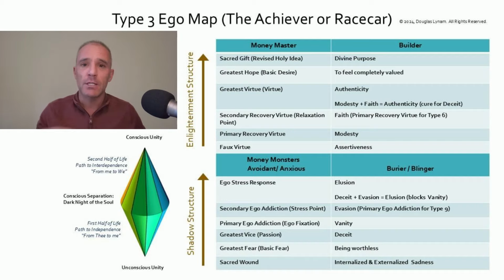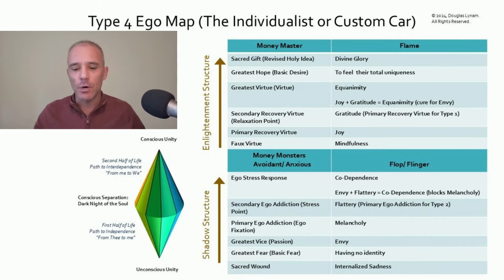They're building something in service of a higher good for the community and the world around them. Now, let's take a quick look over here at type 4. For the type 4, we are going to look at their faux virtue, which is mindfulness. Mindfulness practices are good for everyone. They're good for the 4 in terms of meditation and contemplation. I'm not talking about that.